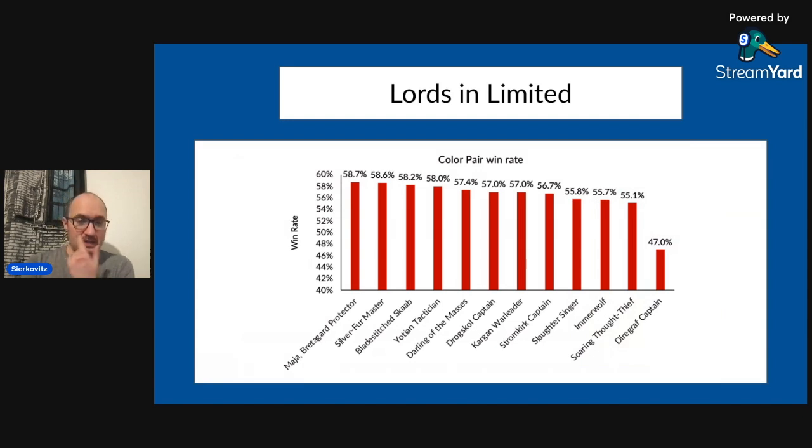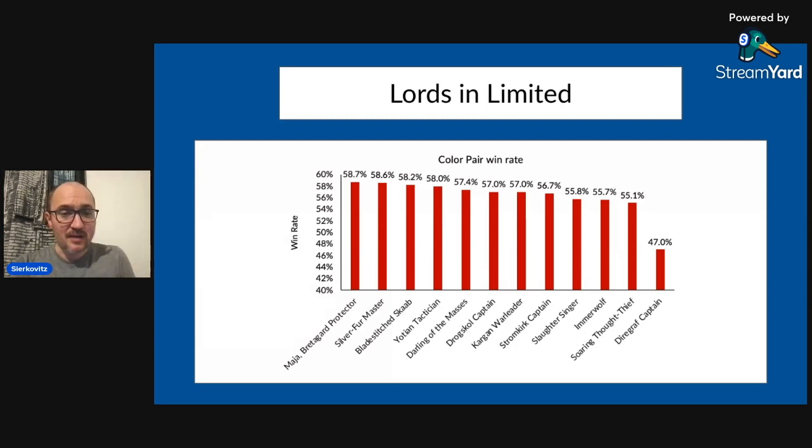So I collected a bunch of Lords from the previous sets, and I looked at some of the data related to them. And here we have the color pair win rate of the colors that the Lord was in. And I picked several Lords. There is Maya, Bretagard Protector, that was the 5 mana 2/2 that gives all your other creatures +1/+1, and also when you play a land, you get a 1/1 soldier token.